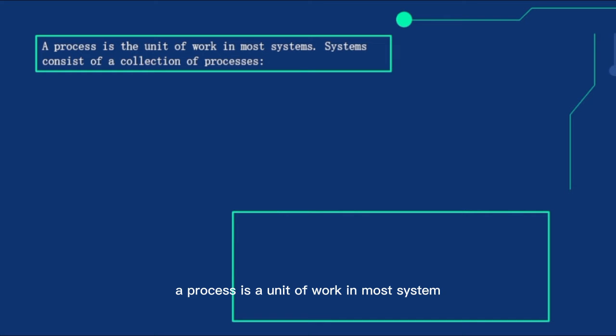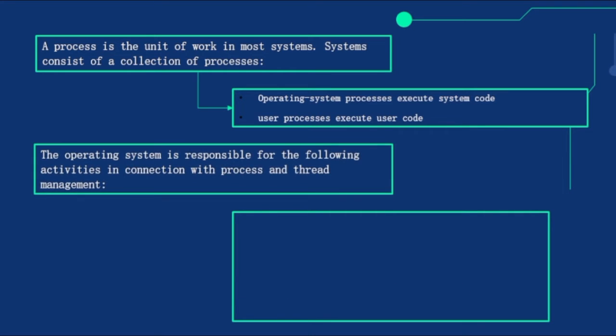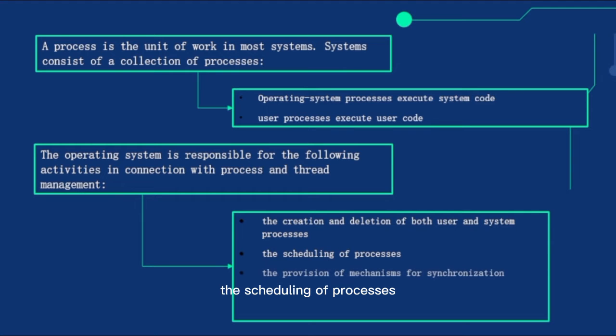A process is a unit of work in most systems. A system consists of a collection of processes. Operating system processes execute system code, and user processes execute user code. The operating system is responsible for the following activities in connection with process and thread management: the creation and deletion of both user and system processes, the scheduling of processes, and the provision of mechanisms for synchronization and communication.